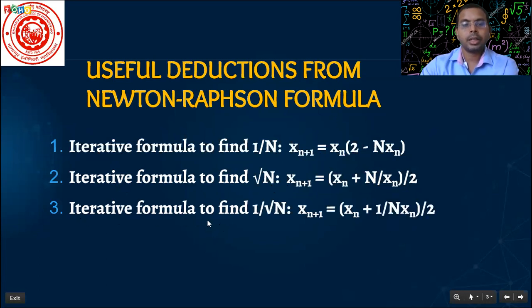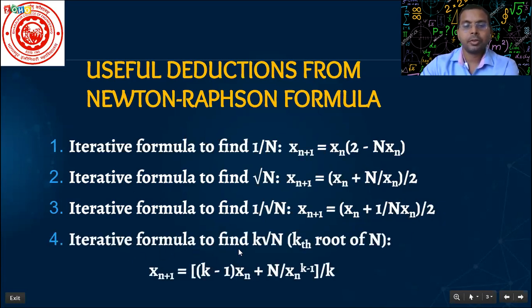Third, the iterative formula to find 1 by square root n is nothing but xn plus 1 is equal to xn plus 1 by n xn, whole divided by 2. And finally, the iterative formula to find the kth root of n is xn plus 1 is equal to k minus 1 whole multiplied by xn plus n divided by xn to the power k minus 1, and whole divided by k.